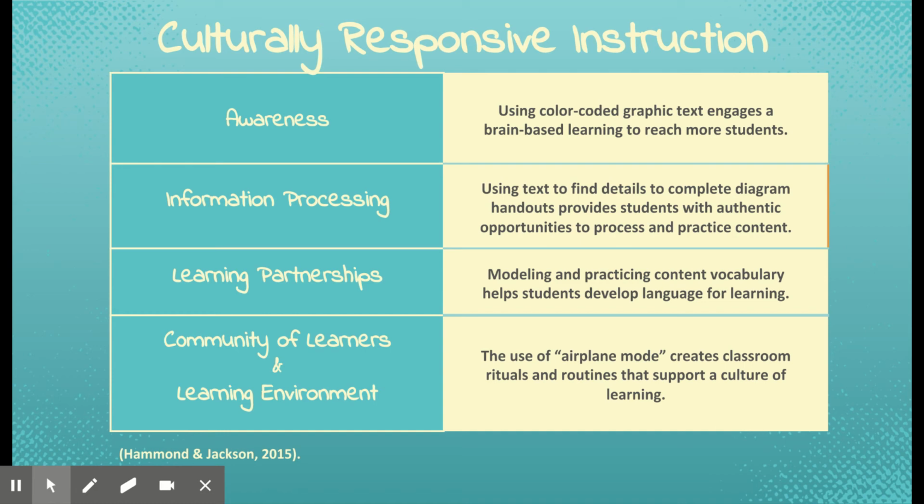Another facet of this culturally responsive instruction is information processing, by using their text to find details to complete the diagram handouts. So I've given them fill-in-the-blank diagrams. They have to use the periodic table. The questions asked are how many electrons, how many protons, how many neutrons. They have to look at the text and then fill in the blanks on the handouts. By doing this, it provides them with authentic opportunities to process and practice the evidence text-based content.